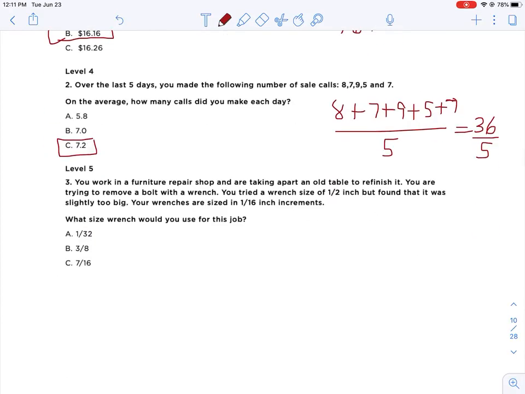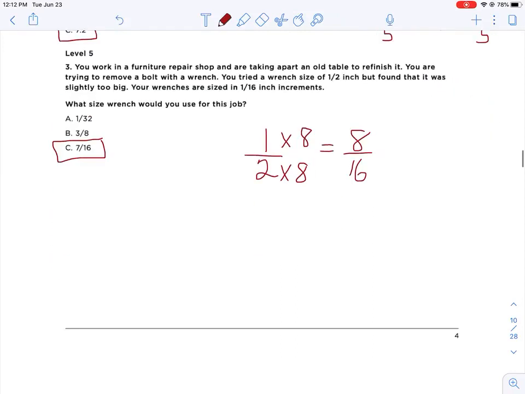Number 3. You work in a furniture repair shop and are taking apart an old table to refinish it. You are trying to remove a bolt with a wrench. You tried a 1/2-inch wrench, but found it was slightly too big, and your wrenches are sized in 1/16 increments. Well, if we change 1/2 to 16ths, we do that by multiplying the top and bottom by 8. That's 8/16. So if it was slightly too big, we just want to be slightly under that. So the answer I think would be best would be C.